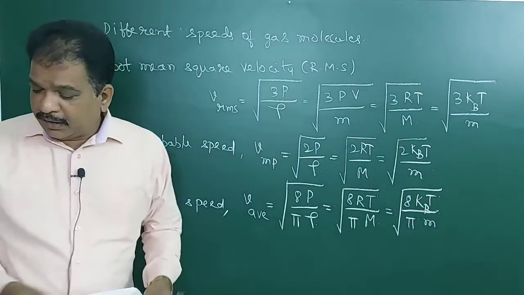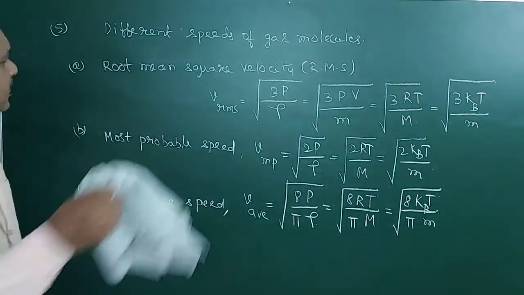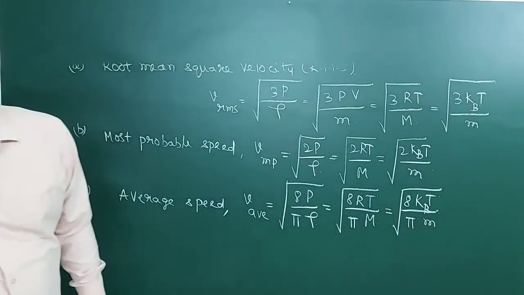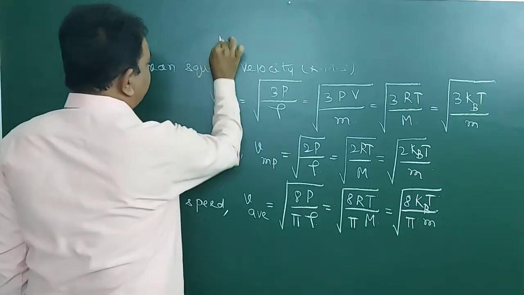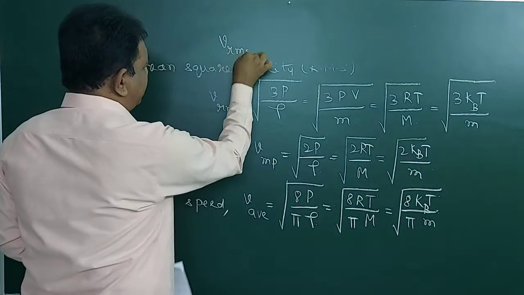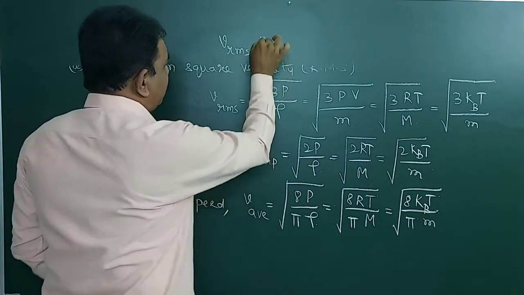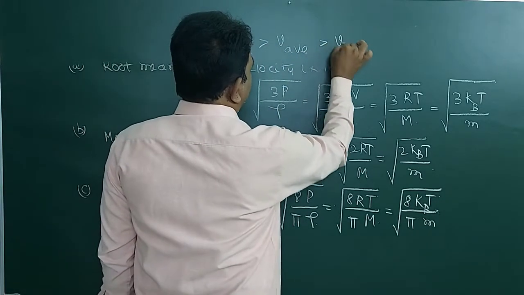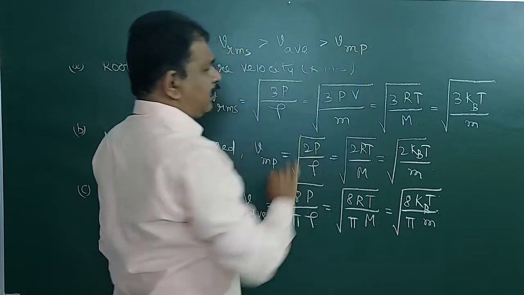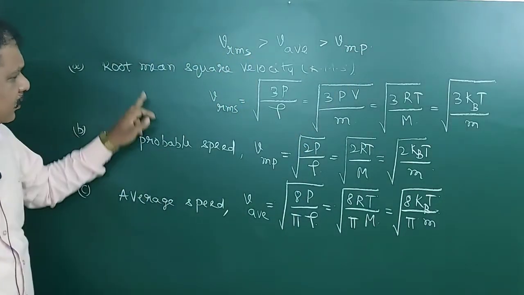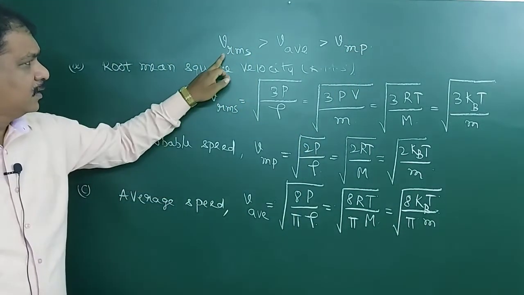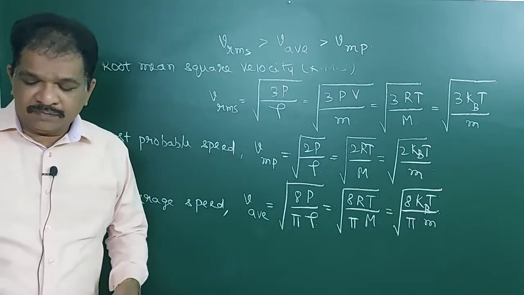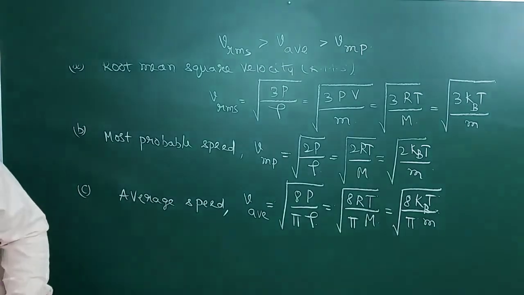If we find the relation between these, the RMS speed value will be greater than the average speed. This will be greater than the most probable speed. So the relation between these is V RMS greater than V average greater than V most probable speed.